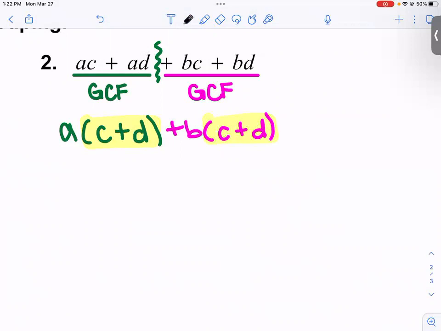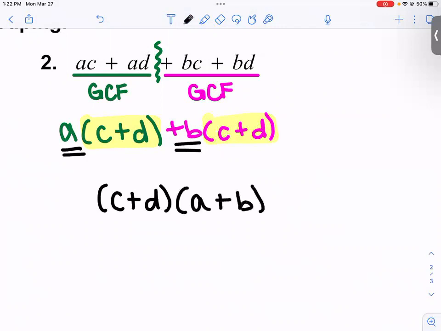Since we now have created two chunks with a GCF of C plus D, we can factor out the GCF of C plus D, and left over, we have a plus b. Let's do it.